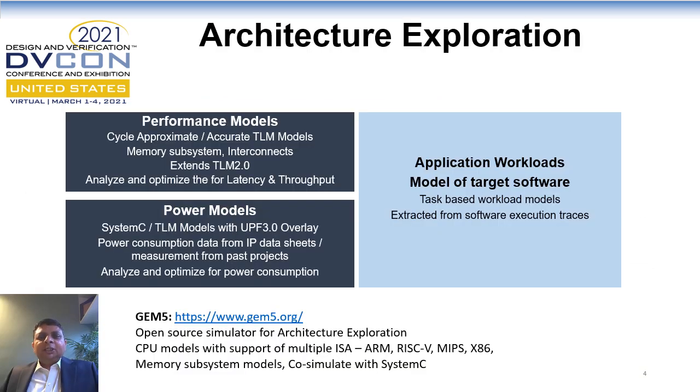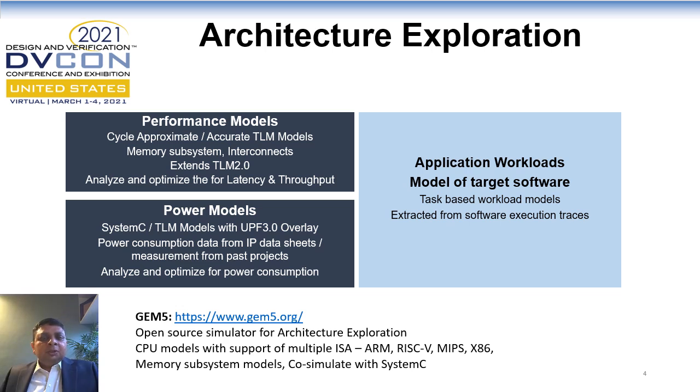Another important use case is architecture exploration. For this, we have to develop architecture models. The minimum that we require are the performance models and the power models. Performance models are mainly cycle approximate or cycle accurate transaction level models of the CPU, memory subsystem, interconnects, etc. For developing these models, we have to extend TLM 2.0 for specific bus architectures, and these models can be used to analyze and optimize the architecture for latency and throughput.